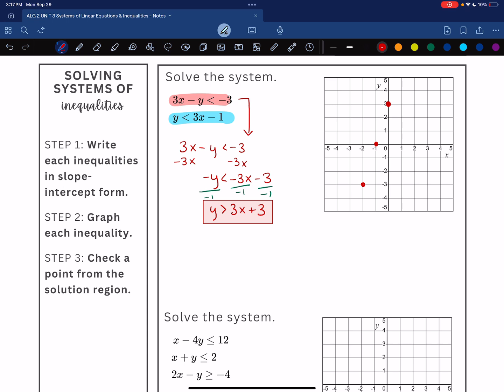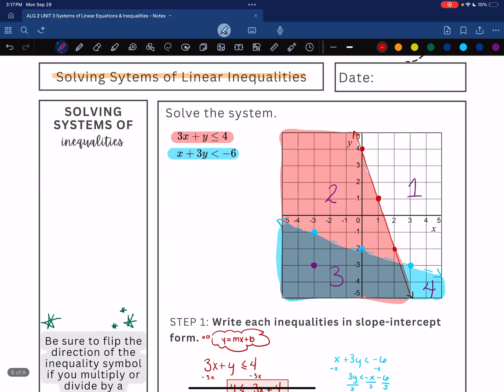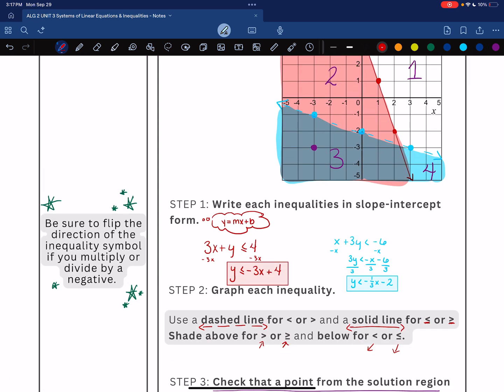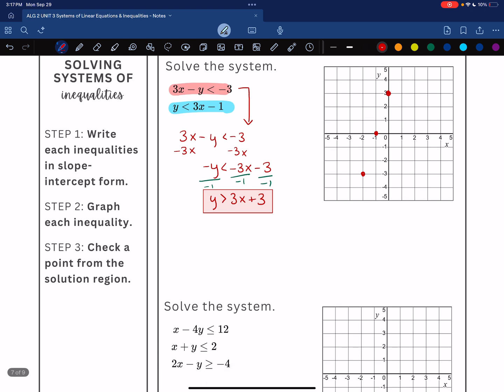What kind of line do we need to have? Is it going to be solid or dashed? Look back at your notes. This is going to need to be a dashed line. I'm going to make it solid and then erase little bits of it here, because I have that capability. There we go. So little dashed line.